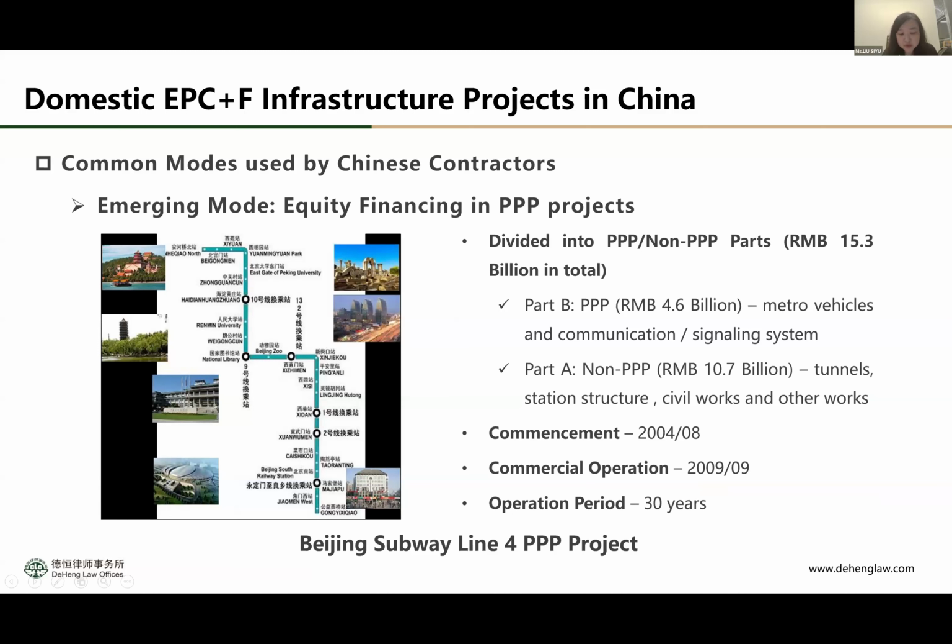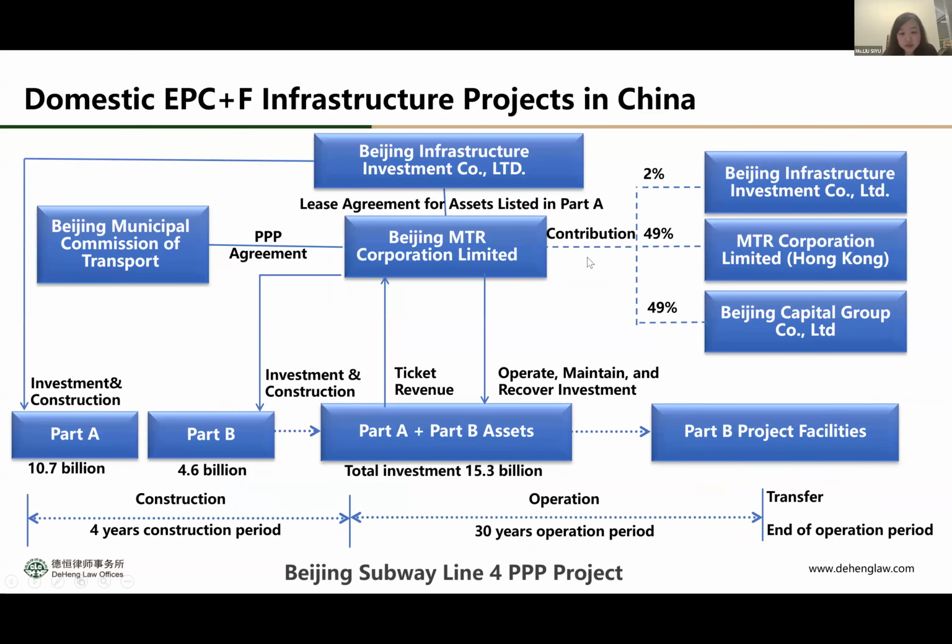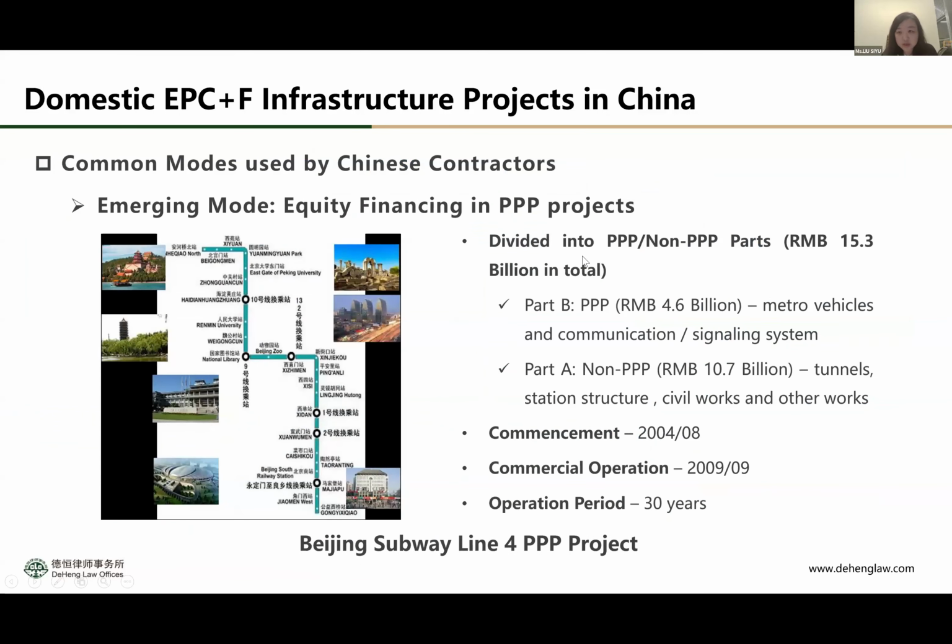In this famous PPP mode is Beijing Subway Line 4 PPP project. I think it's probably the first metro PPP project in China. So for this project, the private investor is MTR. MTR is actually the metro company in Hong Kong.